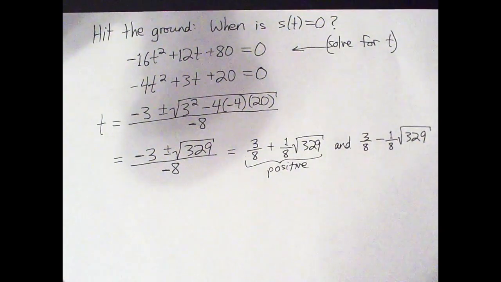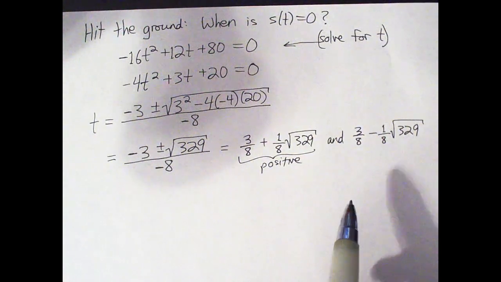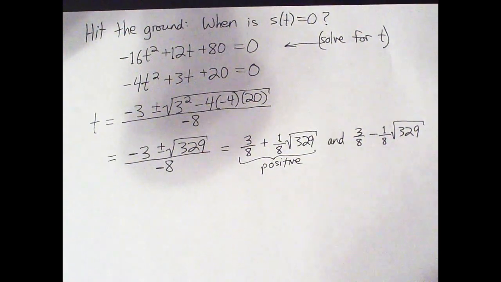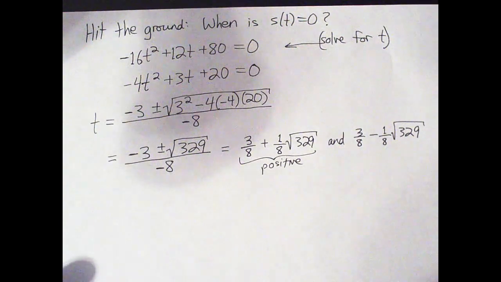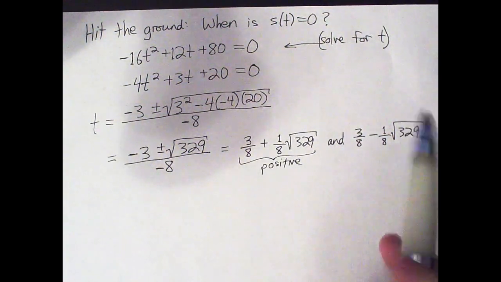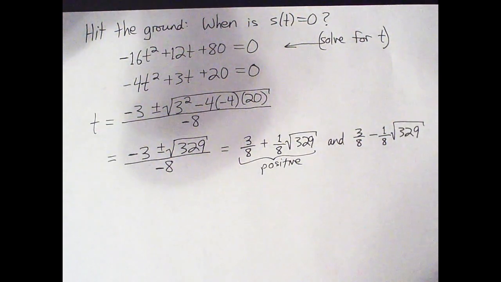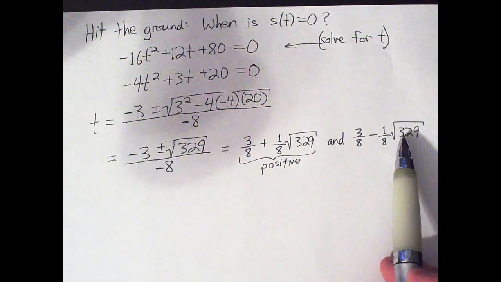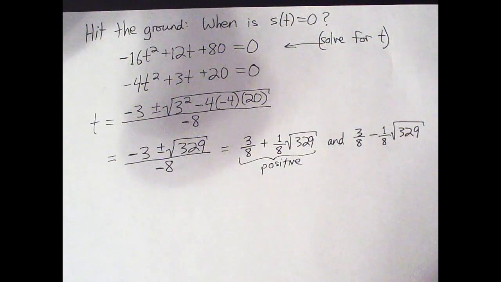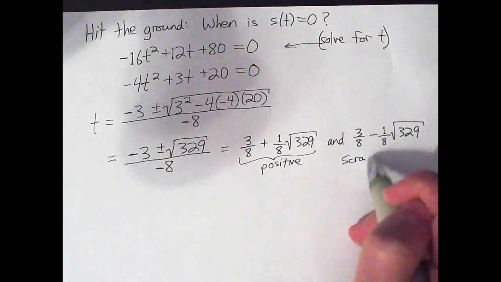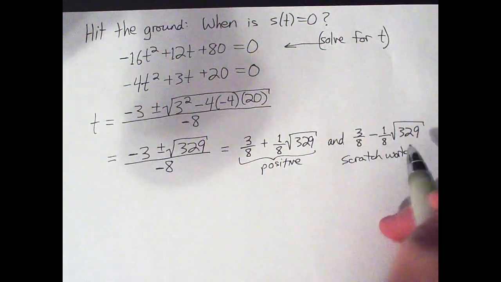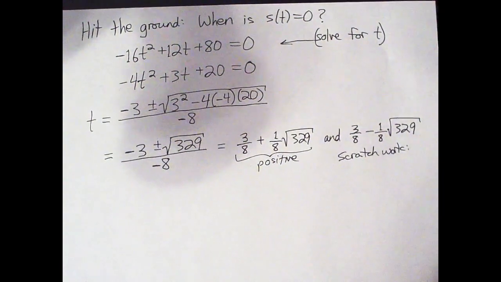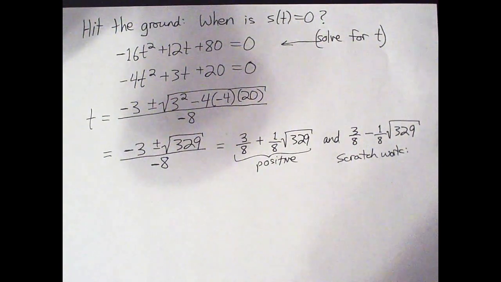Is this one positive or negative? 3/8 minus 1/8 of the square root of 329. It's kind of hard to figure out what the square root of 329 is by hand. I guess we could say the square root of 100 is 10. You could work from there to figure out the square root of 329. Let's do some scratch work. I'm trying to convince you that this number must be negative, but how can we see that without a calculator if we don't know what the square root of 329 is?